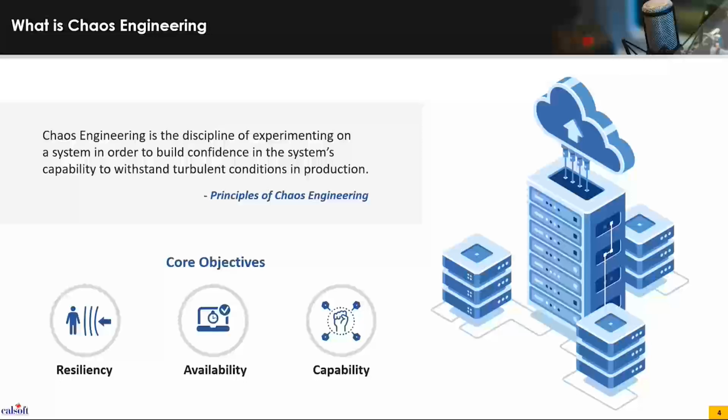We inject faults in a very controlled fashion into a given system so that we can identify the system's response to such faults and also improvise the system based on its response. There are core objectives chaos engineering focuses on, which it especially focuses on measuring: the resiliency of the system, the availability, as we discussed earlier, and also the overall capability of the system for any mishap in the system. So chaos engineering focuses on measuring these three objectives.